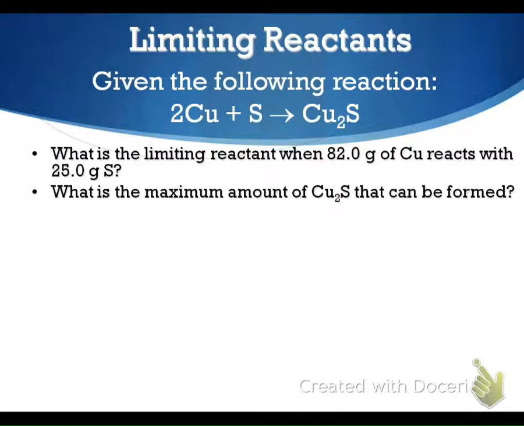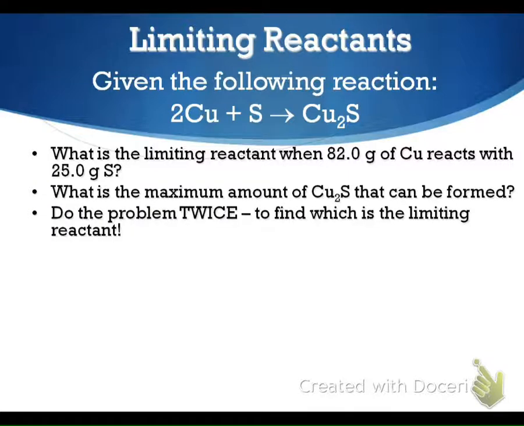So the process that we do here is we're going to do the problem twice. We're going to go from each of our starting compounds, grams to grams of each of our starting compounds to our product. So we'll go from grams of copper to grams of copper sulfide. Then we'll go from grams of sulfur to grams of copper sulfide, and we'll see which of those will yield a larger product. Okay?